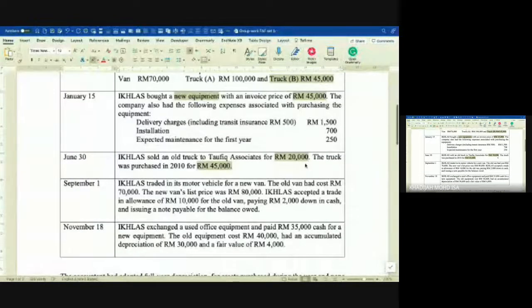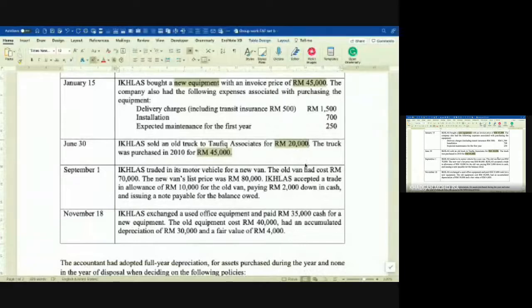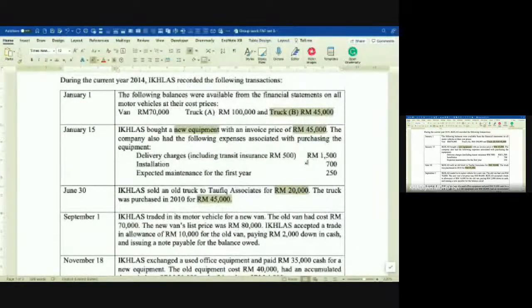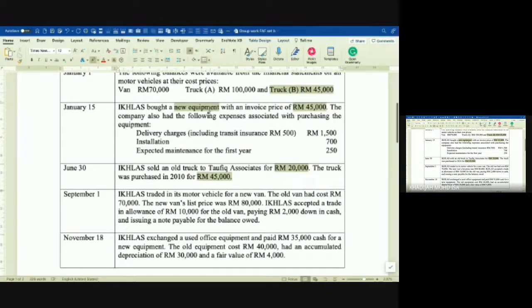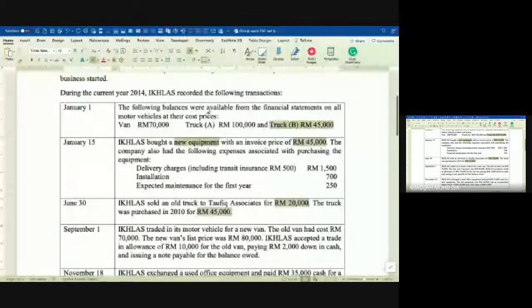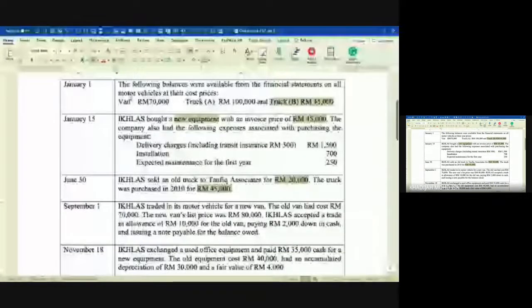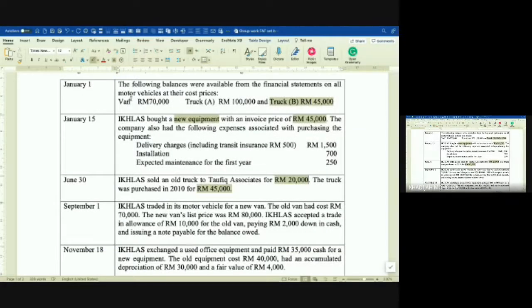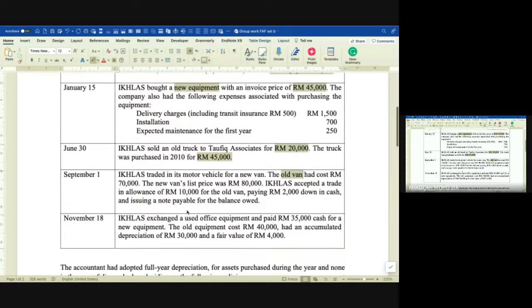All right, IKHLAS traded in a motor vehicle. So what do you mean by trade in is that you buy a motor vehicle. In this case, you trade in your motor vehicle. So which motor vehicle are you referring to? It must be the truck A. Is it? It's a motor vehicle. Is it the van? For a new van, the old van. So it must be the old van, yeah. So that cost you 70,000. The new van list price is 80,000. You accepted a trade-in allowance of 10,000 for the old van, paying 2,000 down in cash and issuing a note payable for the balance owed.